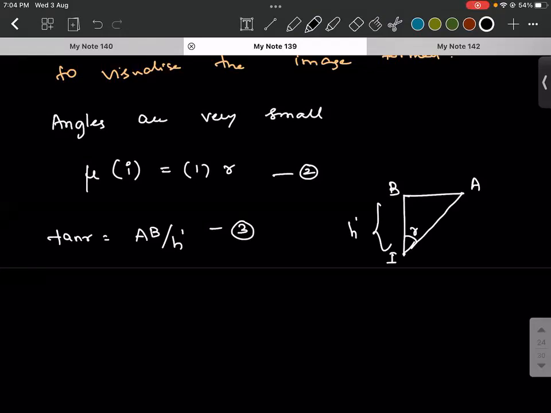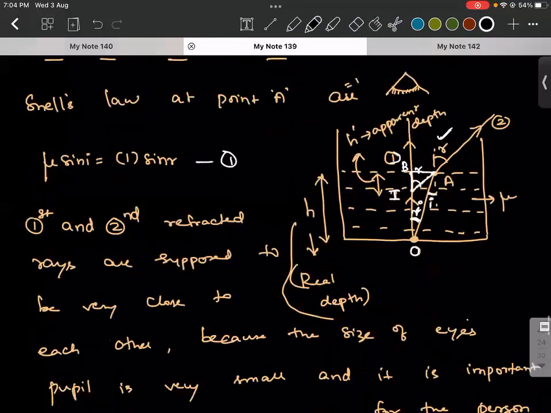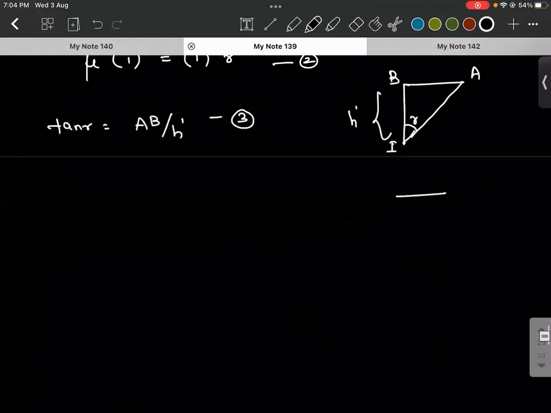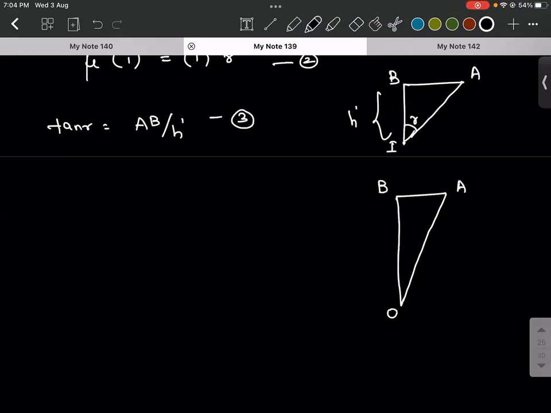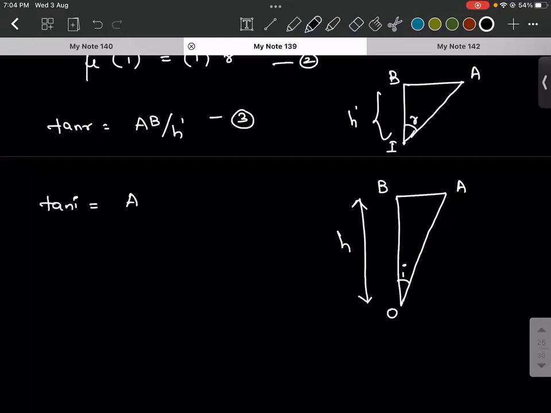Okay, tan R is AB divided by H dash. Similarly, if I take the triangle ABO, then this angle is I and this height is H. Then what can I say tan I is? It is AB divided by H. Let me call this as 4.